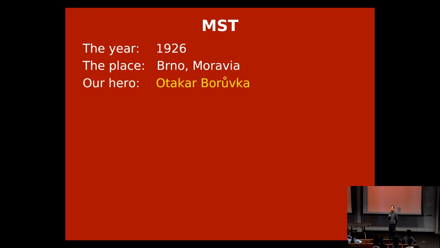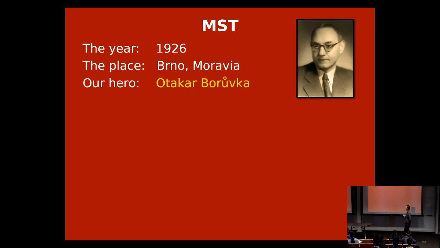Before we get to cheapest first search, I want to tell you the story of the problem it's supposed to solve, which is minimum spanning tree, usually called MST. We have to go back to the year 1926, and the place, Brno. Does anybody know what country that's in now? It's in the Czech Republic. And the hero of our story is Borůvka. I think Borůvka means blueberry.